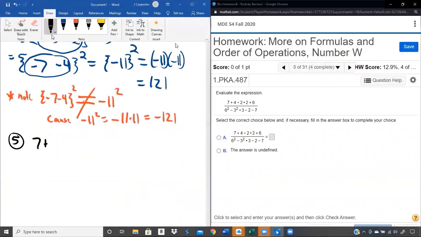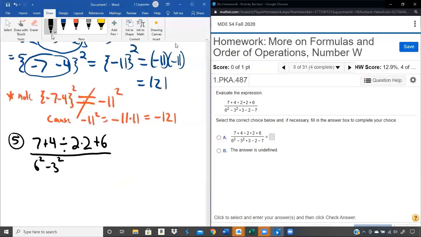We got 7 + 4, that's a division symbol. I know it might be a little small. Then 2.2 + 6, all over, which counts as a division. And remember, we simplify the tops and bottoms before we cross that division bar.